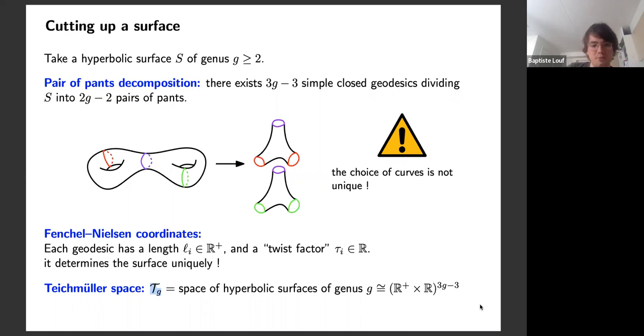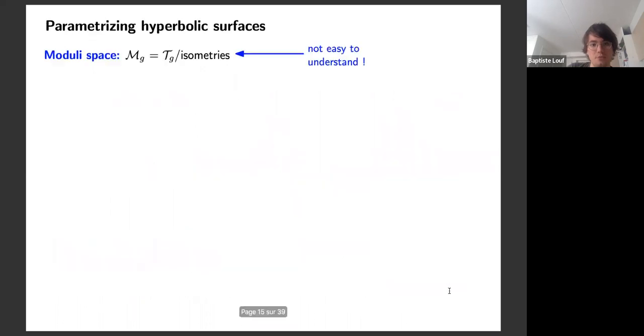But this is for the Teichmuller space, and we're actually not going to focus so much on the Teichmuller space. What we're going to do is think about a quotient of this space, which is the moduli space M_G, which is roughly speaking the Teichmuller space up to isometries. I'm not going to dive into the details, I'm going to sweep that under the rug. But basically, you can have a rough idea: two surfaces are equivalent if there is an isometry between them. But the problem is these isometries are not easy to understand.